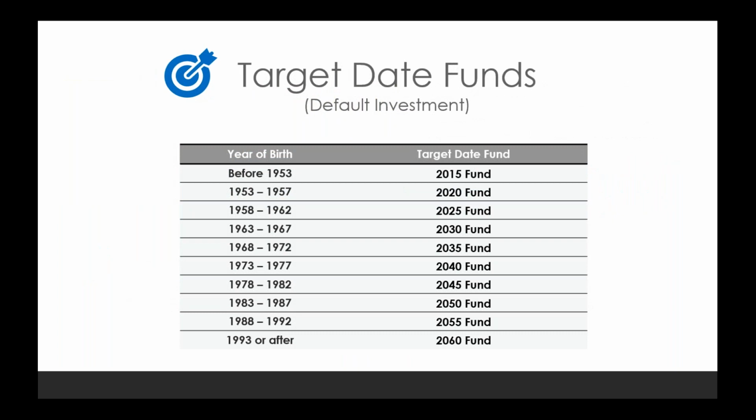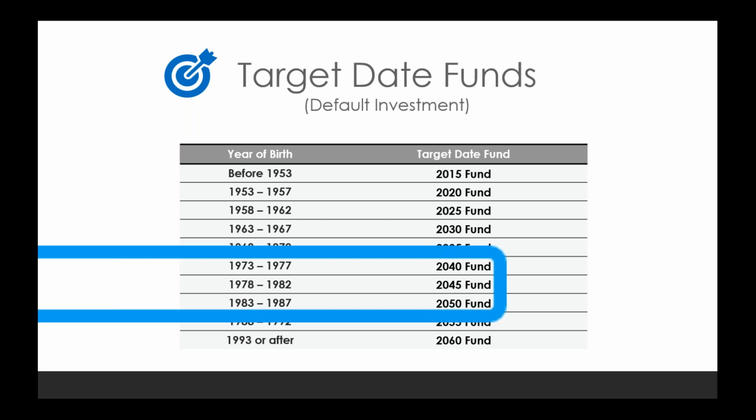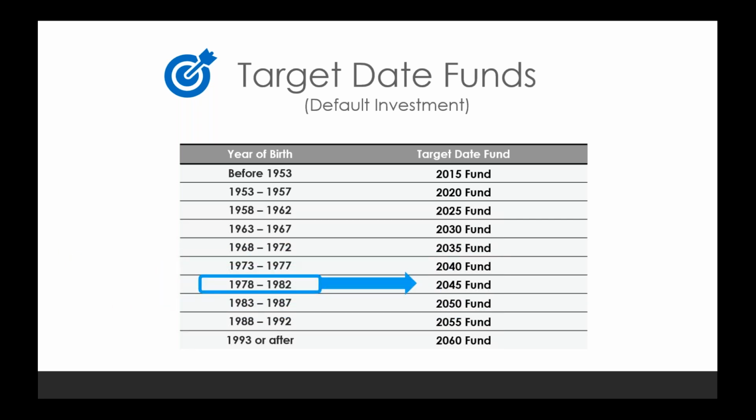The target date funds are your plan's default investment option, meaning that all contributions will be invested into the age-appropriate fund unless you log in and elect otherwise. These funds operate by taking your year of birth and projecting that out 65 years to an estimated targeted retirement year. For example, let's consider an individual born in the year 1980.